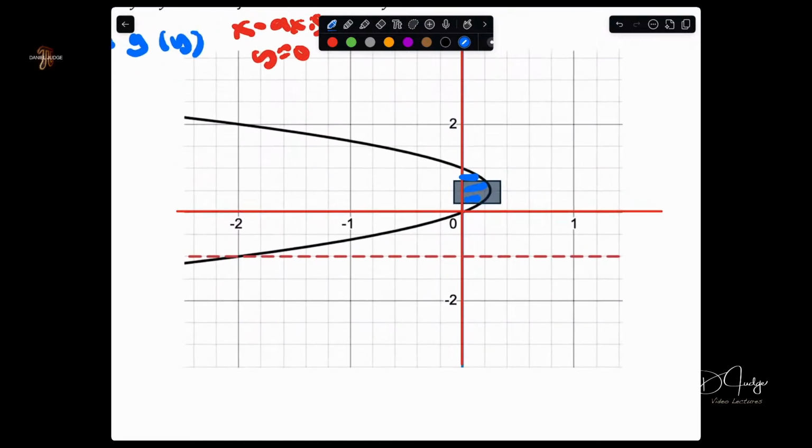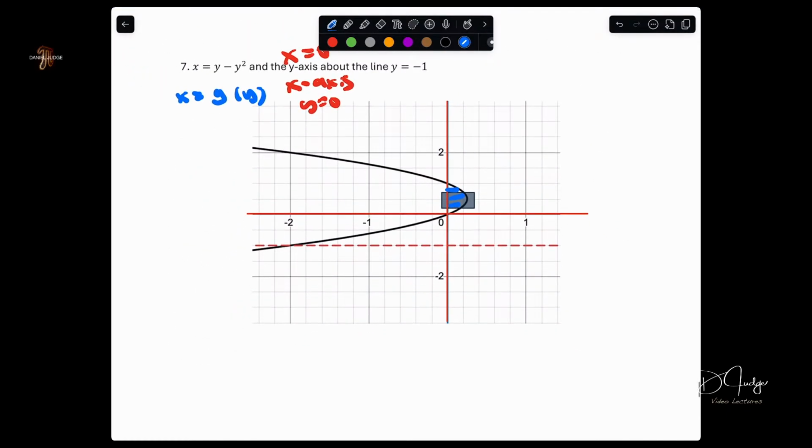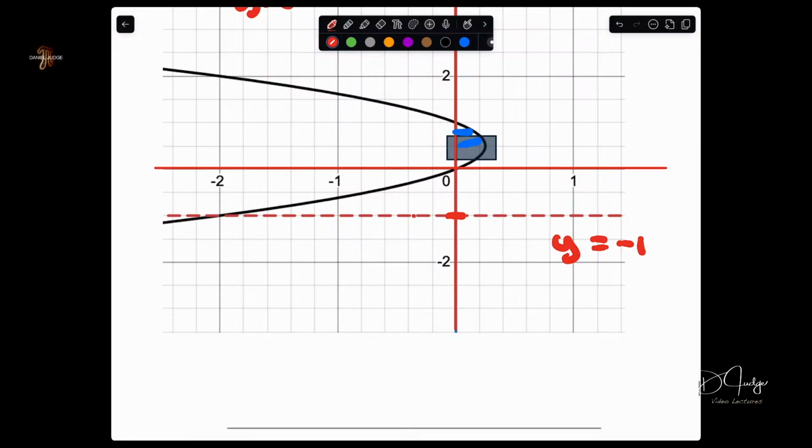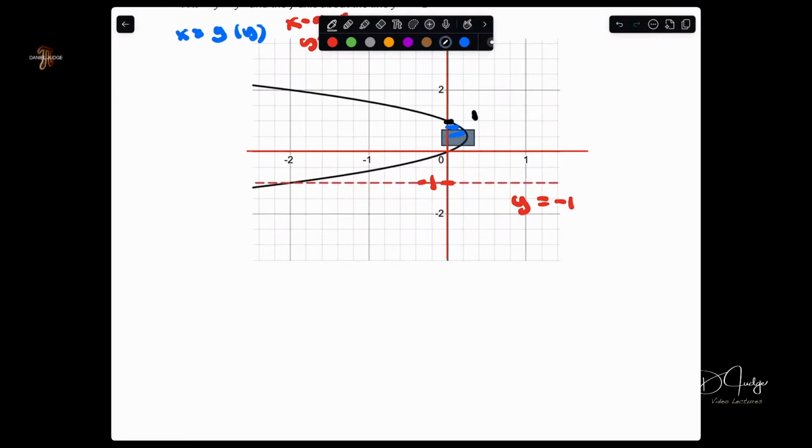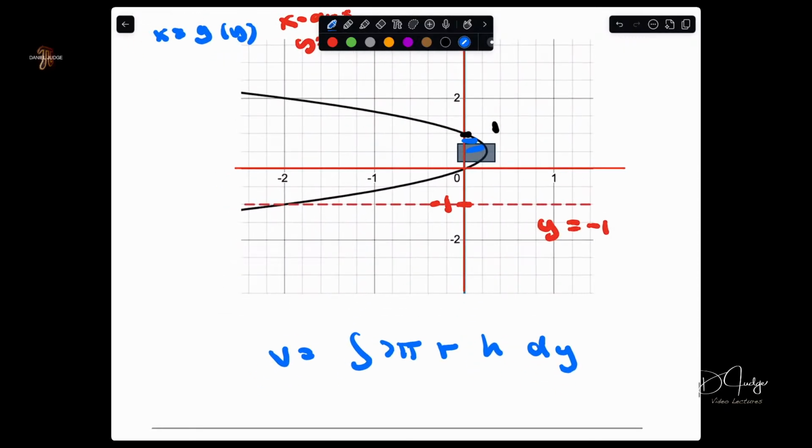And they want to rotate about the line y equals -1. So this is the line y equals -1. Now, I could do some algebra, right? Let's take a look at these lines here. They look pretty good. I could do the algebra and show you this is going to be 1. So what I mean is we're going to integrate 2 pi r h dy, and y is going to be between 0 and 1, so we can put our limits there.